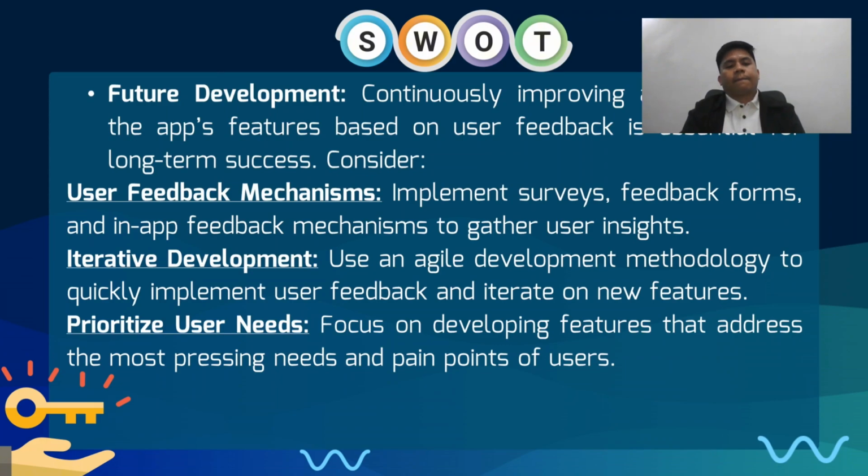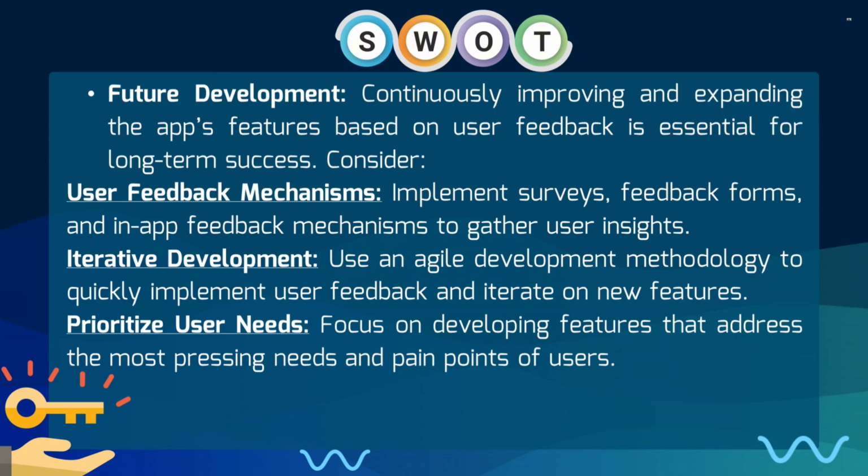Iterative development. So we will use an agile development methodology to quickly implement user feedback and iterate on new features. And lastly, we will prioritize user needs. We will focus on developing features that address the most pressing needs and pain points of users.